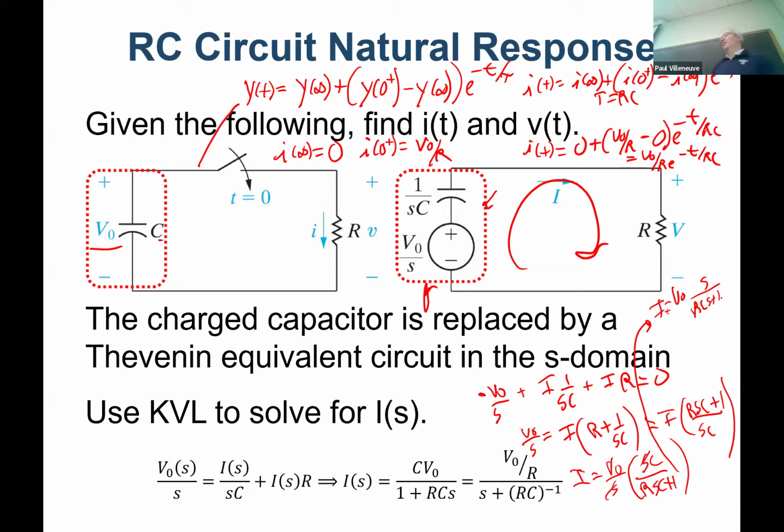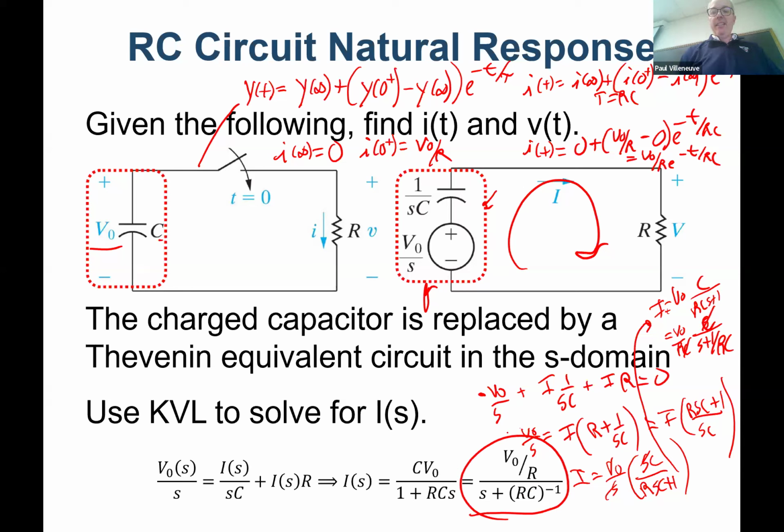The problem is I can't go to the Laplace yet because this doesn't match the table. Remember, it's always S plus something. So I factor out RC. Why do I have S? It's C. Sorry about that. That's C times S plus 1 over RC, my C's will cancel, and I am left with this expression over here.